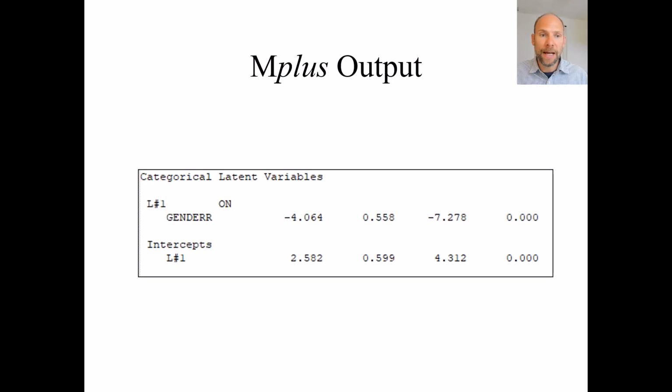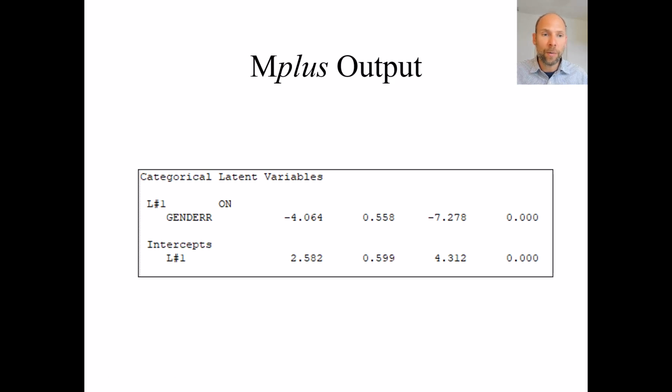So you can see that Mplus has a section in the output that is labeled categorical latent variables, and in this section there are coefficients that are reported. You can see that the first one here is L#1 on gender R. So gender R is my gender variable, and the R at the end is for recoded, because I had recoded the gender variable from a previous coding scheme for the purposes of this analysis. So that's not really important to know. It just explains why gender has a double R here at the end, so that's not actually a typo.